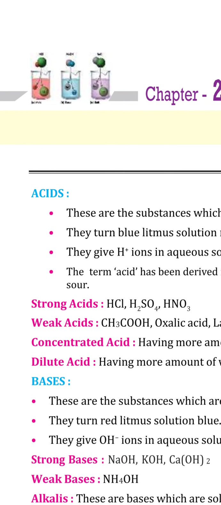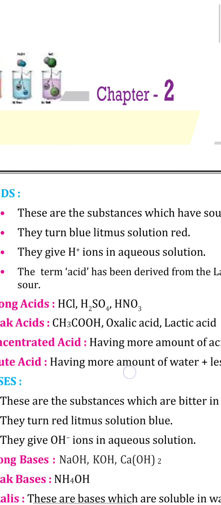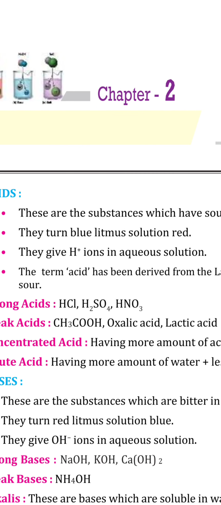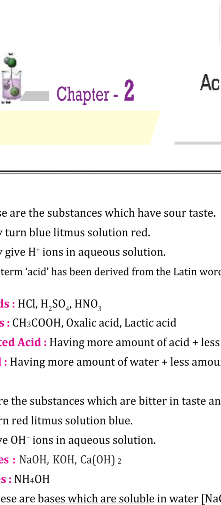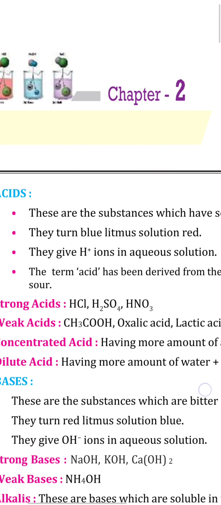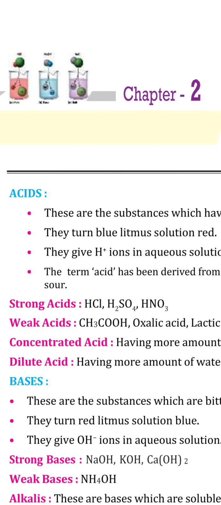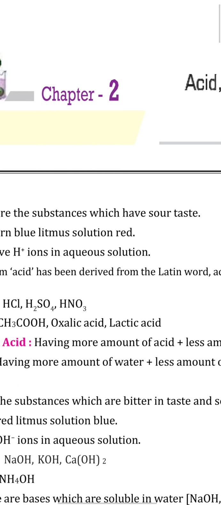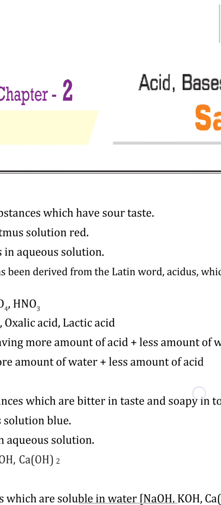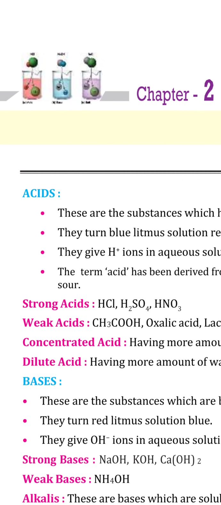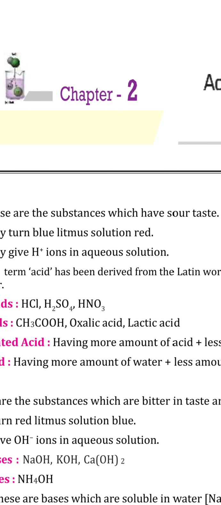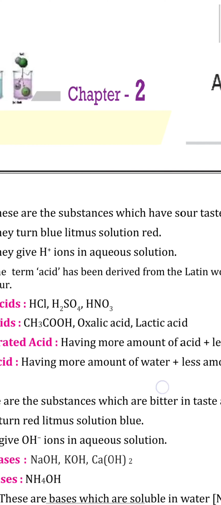Some strong acids are HCl, H2SO4, HNO3. Weak acids are organic acids like acetic acid, oxalic acid, and lactic acid. On the basis of concentration, we can classify acids in two categories. Concentrated acids have more amount of acid and less amount of water. Dilute acids have more amount of water and less amount of acid.